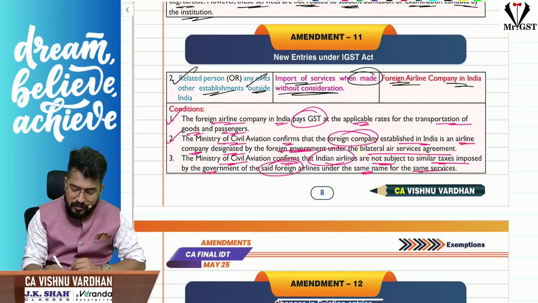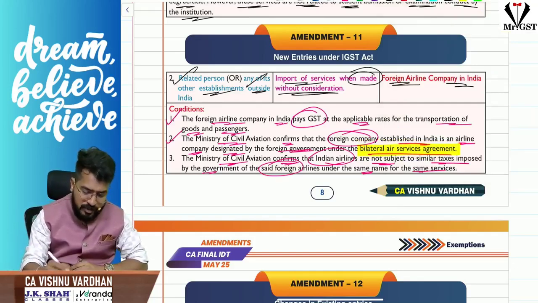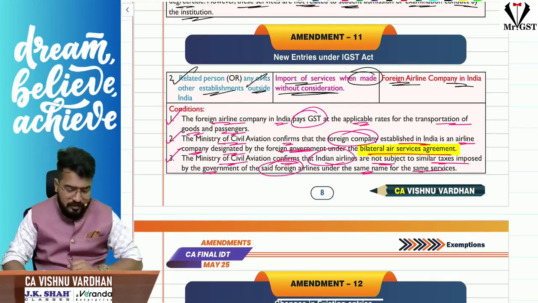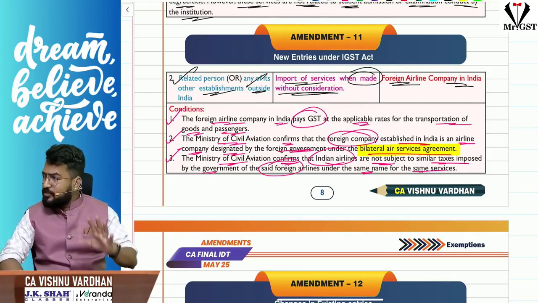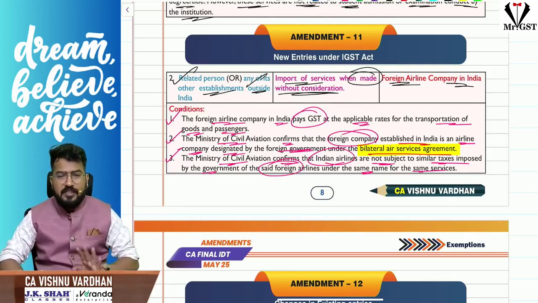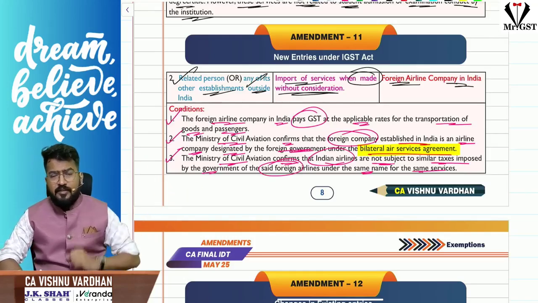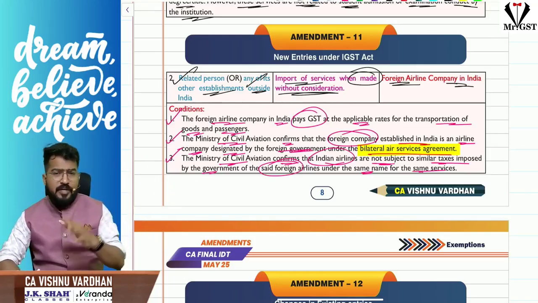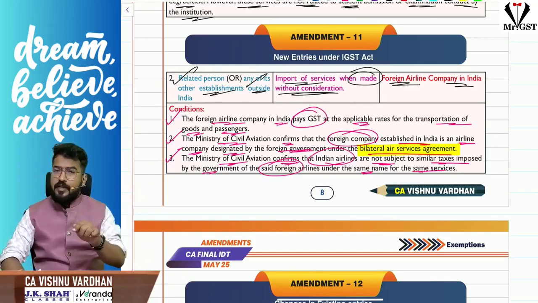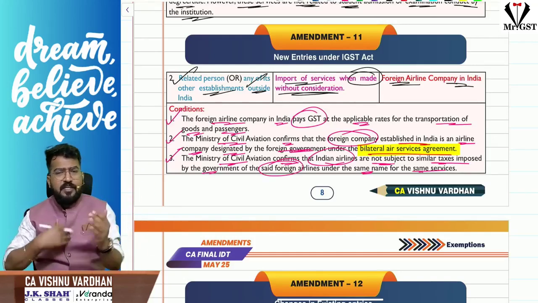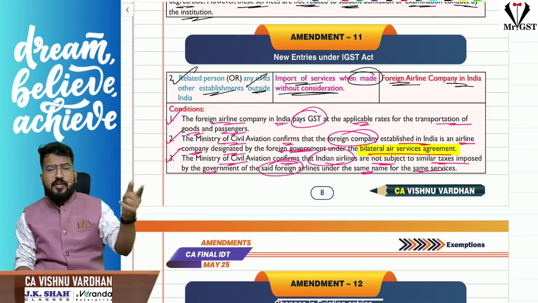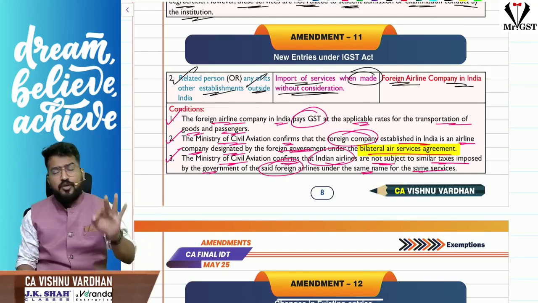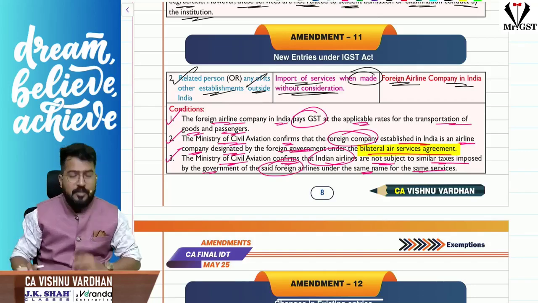And what is the next condition? The last condition is nothing but, sir, the Ministry of Civil Aviation is also confirming that Indian airlines in that particular foreign country are also not being subjected to taxes for similar transactions. That means, for example, sir, any UK airline company is in India operating and getting this benefit. In UK, an Indian airline company also should be getting the same benefit. That means it is like a give and take policy between the governments. Like you give relaxation for our airlines in your country, we will also give relaxation to your airlines in our country. Okay, so that is the concept. So this is the new entry added under the IGST Act.